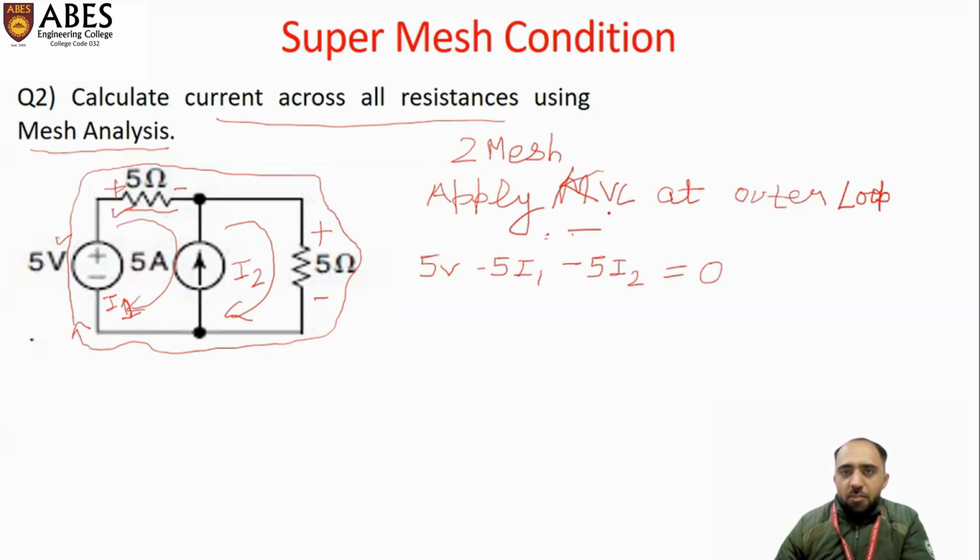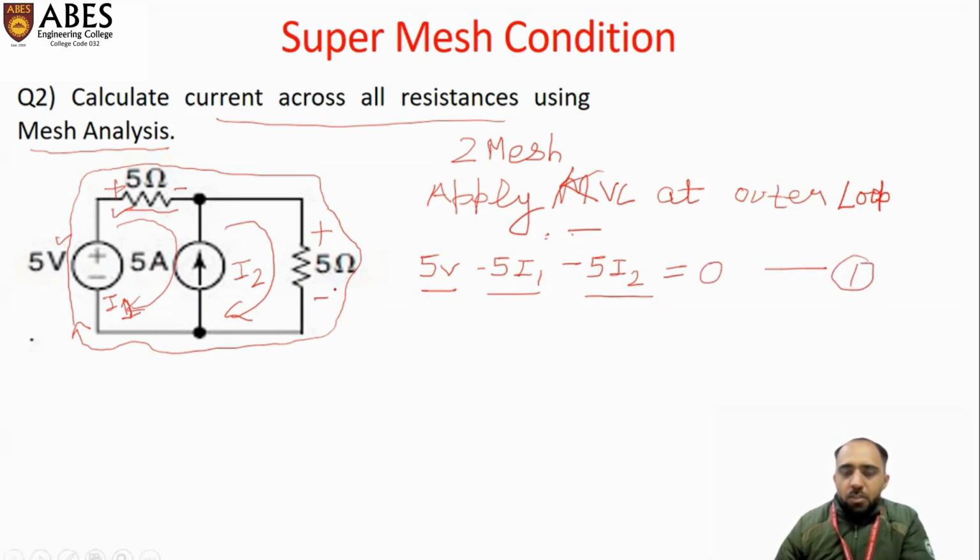We know what KVL is, Kirchhoff's voltage law: the summation of voltage across the loop is 0. So this is the voltage 5 volt, 5 into I1. This is again a voltage according to Ohm's law, V is equal to IR. This is again Ohm's law, V is equal to I into R. So now this is equation 1. We have to stop here.